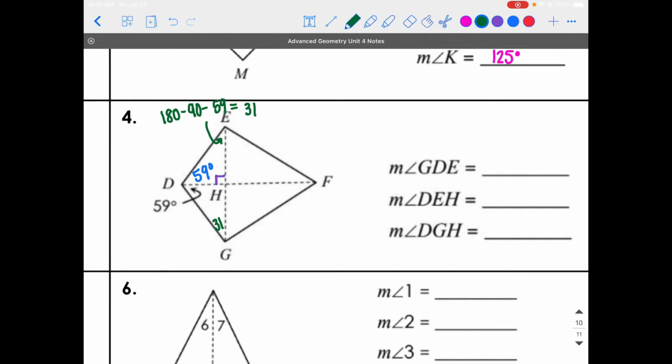So GDE, that's asking for this whole angle right here. So that would be 59 plus 59, which is 118. DEH, that's the 31 degree angle, and DGH is also 31 degrees.